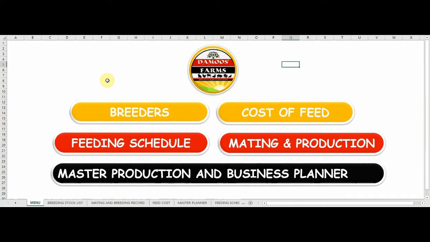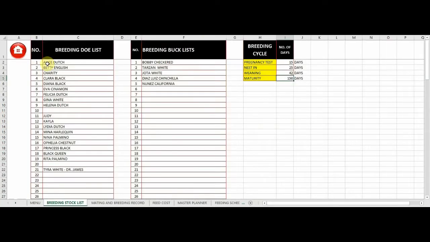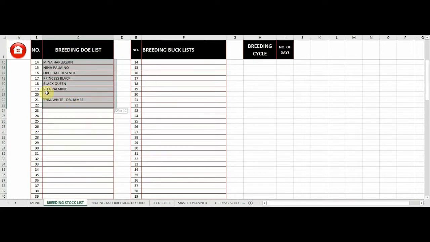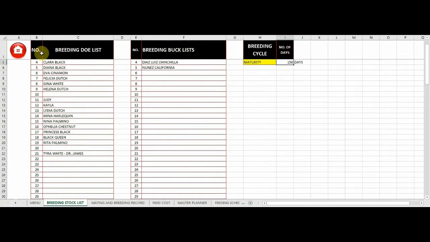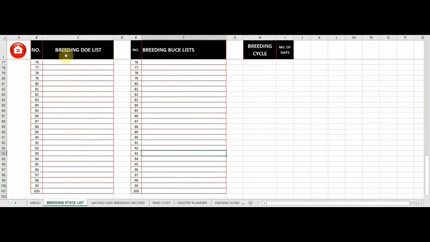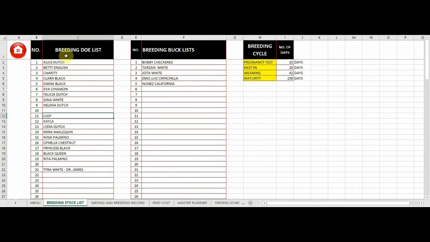First of all, I want us to go straight to the point. I don't want this to run as long as the tree one did. So first of all, you enter your breeders. I'm just using my personal records, I'm still doing some updates. You have up to 100 breeders. This is the doe list and then the buck list. So you enter the names here.